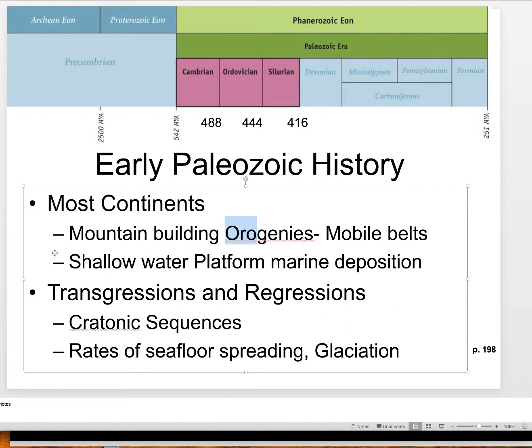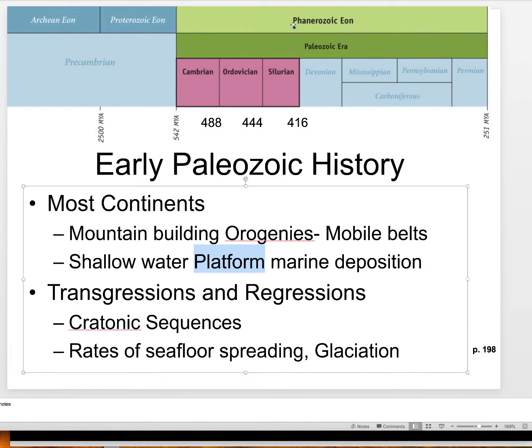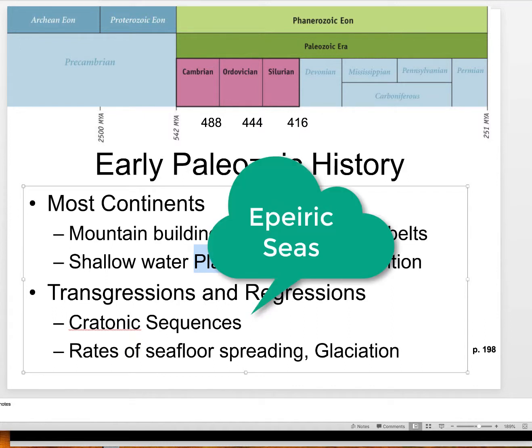We also find that in the early Cambrian, we see a lot of shallow water deposition. Remember, the platform are going to be the younger sediments, mostly the Phanerozoic sediments, those that are going to this Phanerozoic eon, that overlie the Craton sediments, which are the Precambrian rocks over here. And so we'll see mainly marine deposition, even on the continent, which means we're going to have these shallow continental seas, which we call epicontinental seas, or your book here calls them epiric seas. So we'll get to those in a moment.